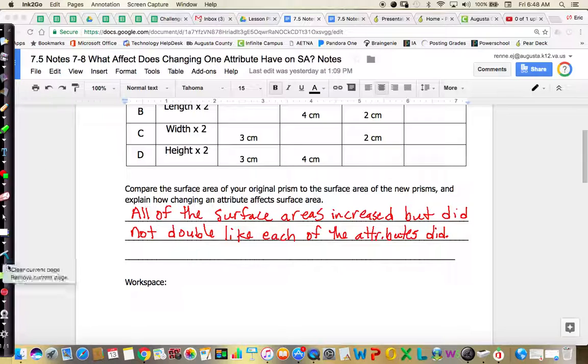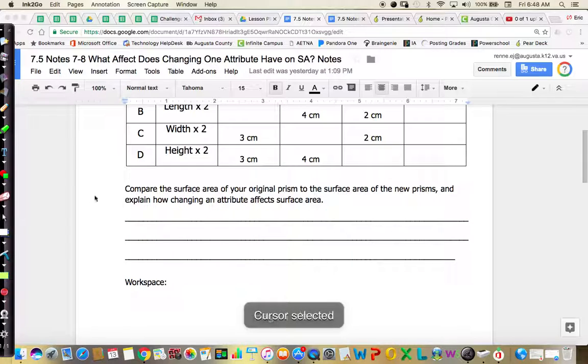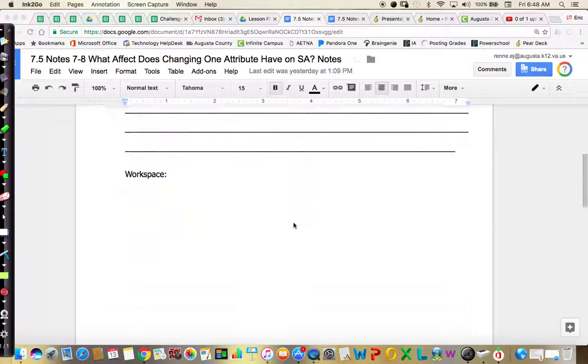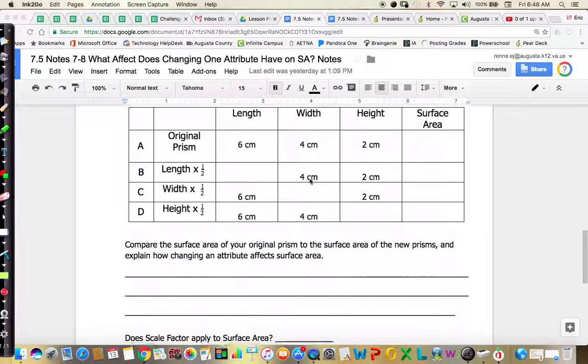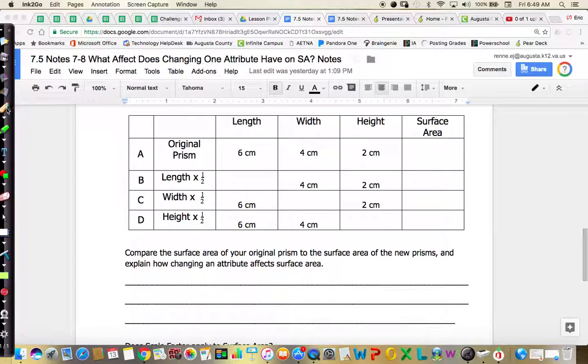Okay, let's look at the back where we're going to look at if the scale factor is a fraction. So turn the page to the back. And we're going to do the same thing. We're going to do the chart. You're going to find the surface area for letter A only. The original prism has a length of 6, a width of 4, and a height of 2. So if we cut the length in half, we get 3 centimeters. If we cut the width in half, we get 2 centimeters. And if we cut the height in half, we get 1 centimeter.